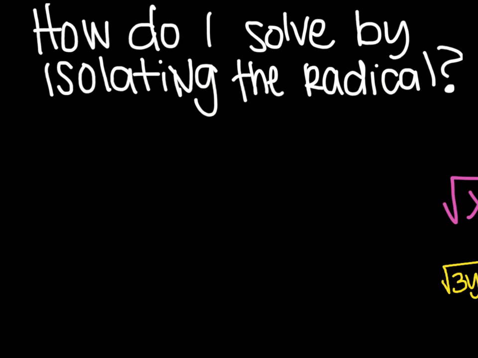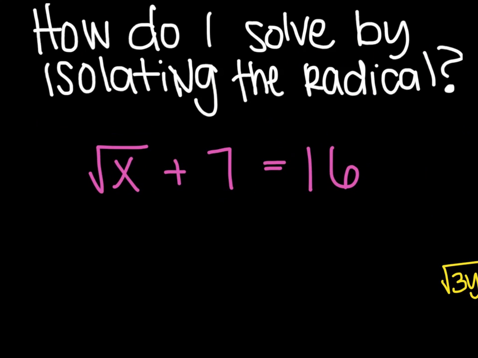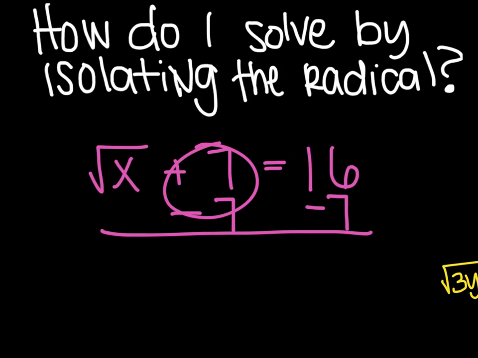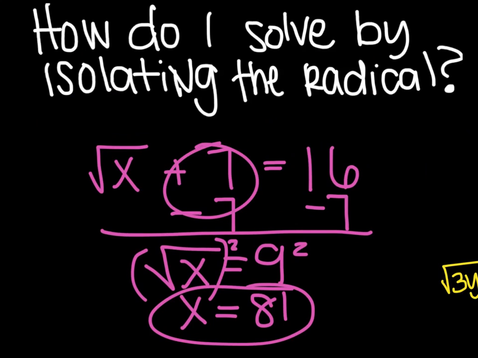So just like you would isolate for x or y, whatever your variable is, you would also isolate for when the radicals are involved. So here's an example problem. And here you're going to subtract 7 to create a zero pair. Now you have the square root of x equals 9. In order to undo the square root, you're actually going to square it, which will leave you with x, and then 9 squared is 81, so x is in fact 81.